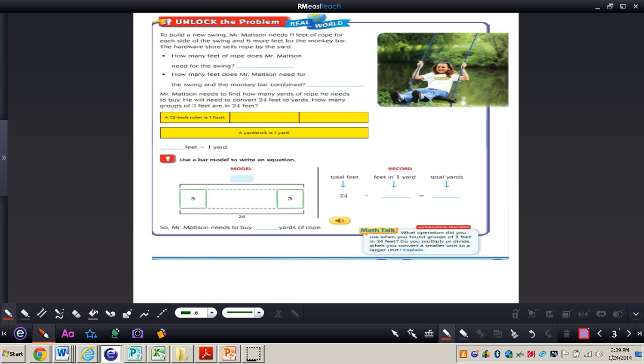Now what I want you to do is turn to page 4 or 5 in your math book, and we're going to unlock this problem together. So if you need to take time to do that, like I said, page 4 or 5 in your math book, and let's unlock this problem.